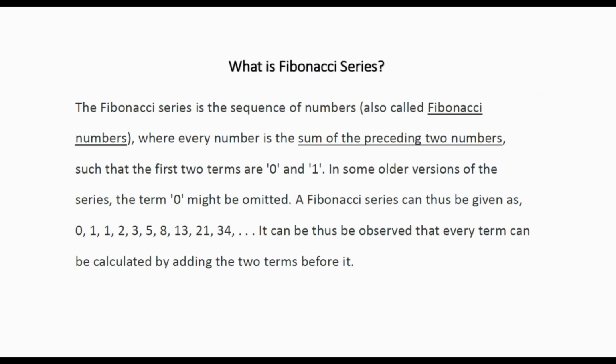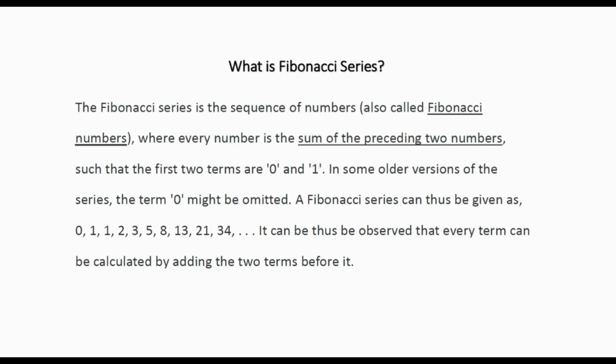In some older versions of the series, the term 0 might be omitted. A Fibonacci series can thus be given as 0, 1, 1, 2, 3, 5, 8, 13, 21, 34. It can thus be observed that every term can be calculated by adding the two terms before it.